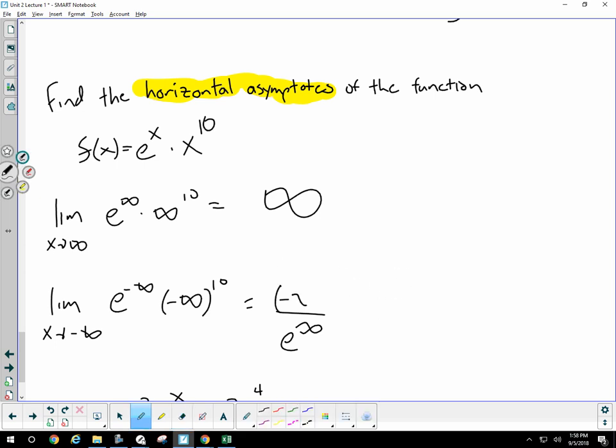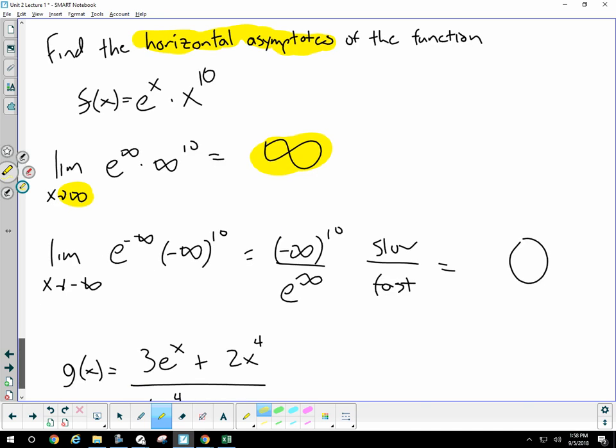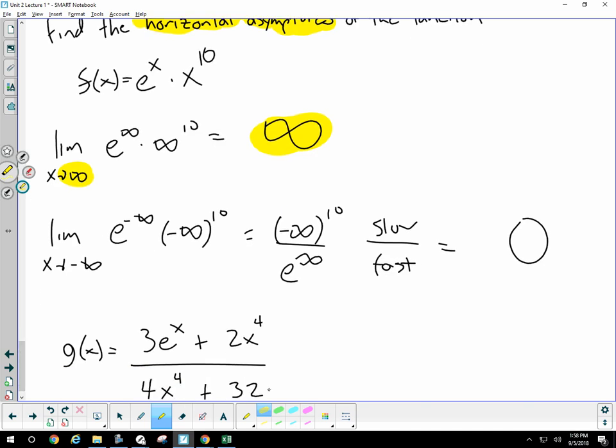So we think about the relative growth of the functions. Something to the 10th power will grow slower compared to e to the power. And all of a sudden, to the right, we are approaching positive infinity. But to the left, we'd be approaching 0.